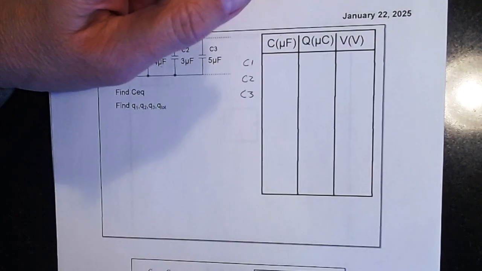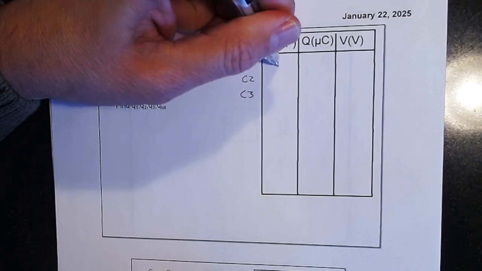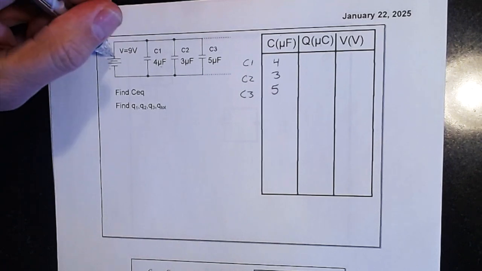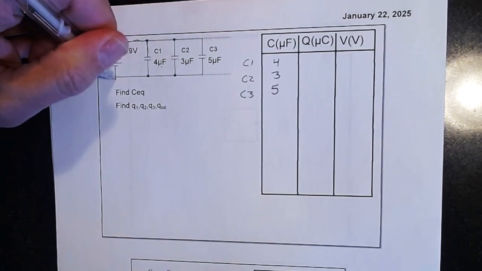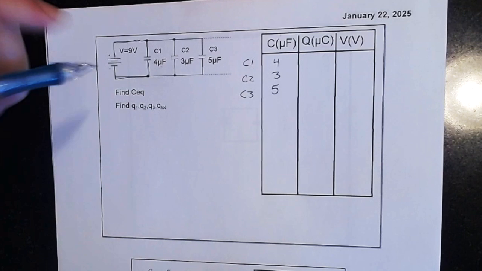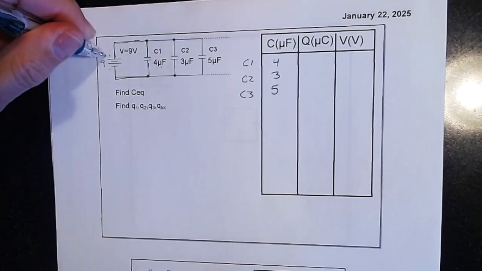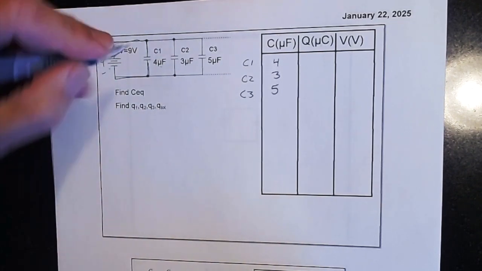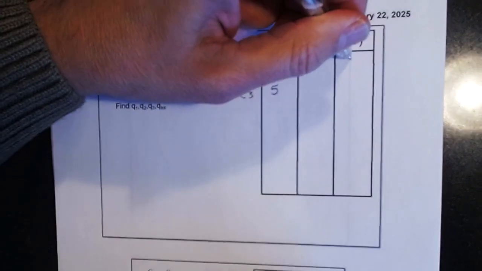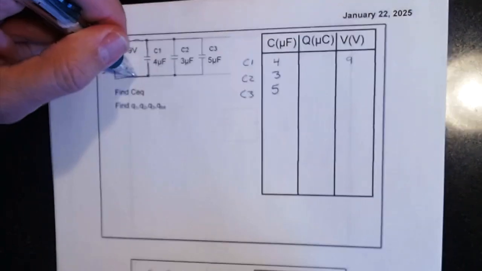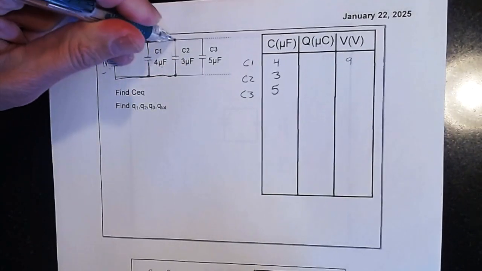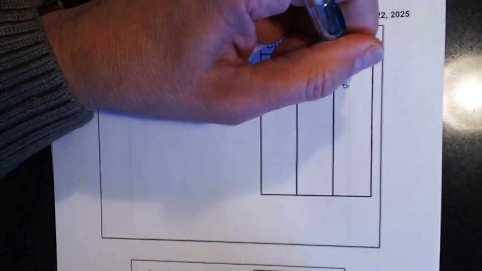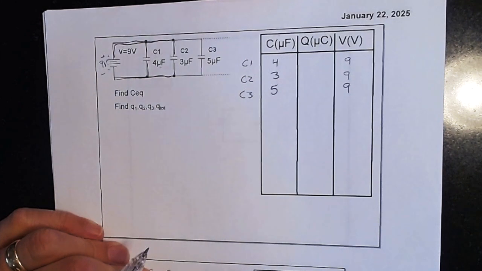So C1, C2, C3: 4 microfarads, 3 microfarads, 5 microfarads. And we know that the voltage difference across the 4 microfarad is 9 volts. Those longer lines indicate the positive side. So that is 9 volts across that. And look, they're all connected there, 9 volts across that, and indeed, for that last one, 9 volts.